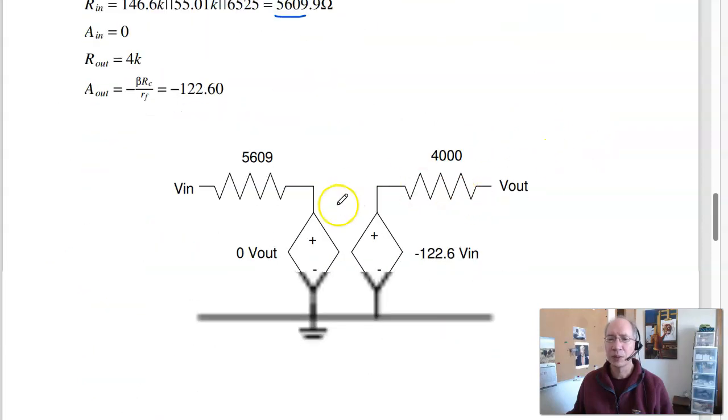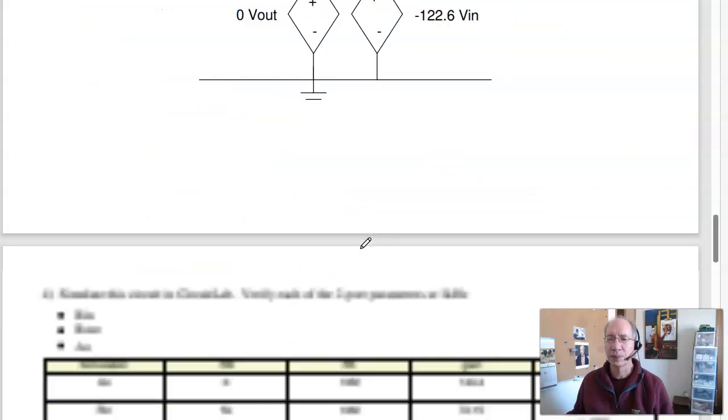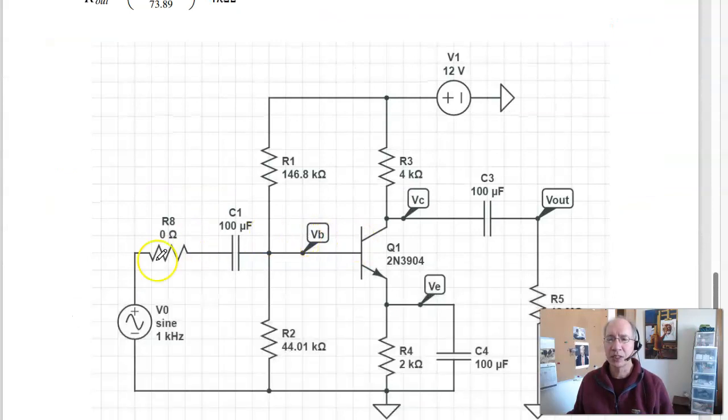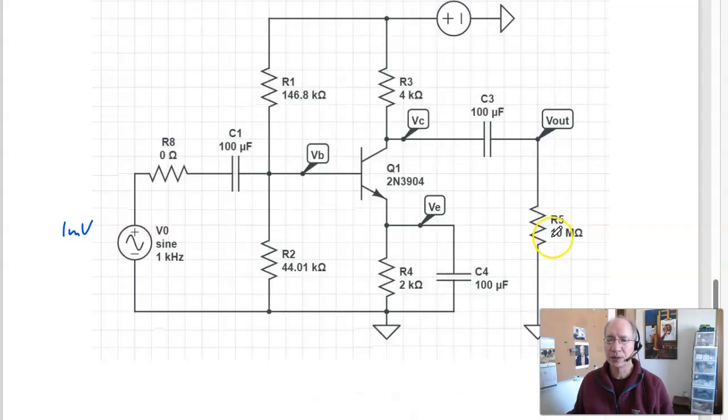Gives you minus 122. So here's the two-port model. In CircuitLab, I can check. I build the circuit in CircuitLab. I make this like a 1 millivolt sine wave at the output. So the output impedance is large, basically infinity. I should see 122 millivolts, gain of 122.